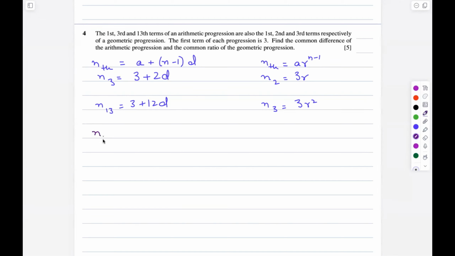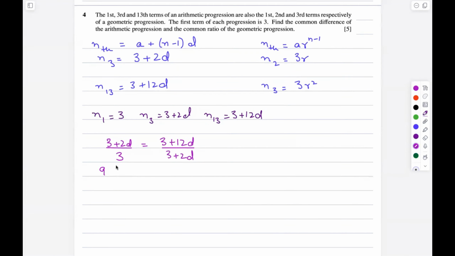So we know that the first term of the arithmetic progression is 3. The third term is 3 plus 2d. And the 13th term is 3 plus 12d, and they are in geometric progression. So we can write (3 plus 2d) upon 3, which will give us the common ratio, equal to (3 plus 12d) upon (3 plus 2d). Cross multiplying, we'll get 9. So 3 3s are 9 plus 6d, then 2d times 3 will become 6d, plus 4d squared is equal to 9 plus 36d.